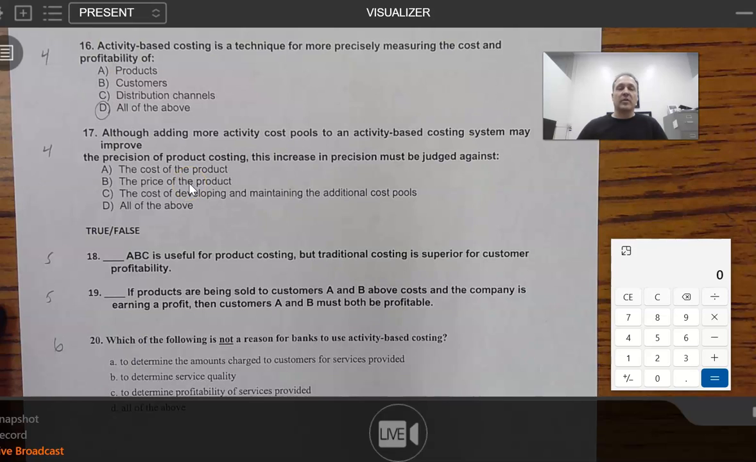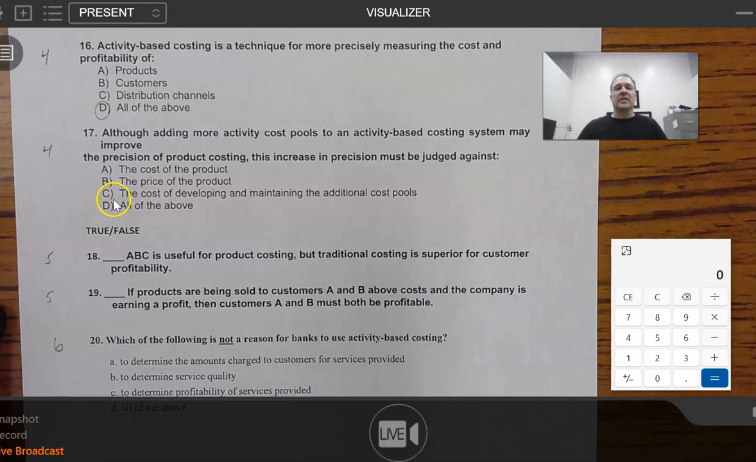And then it says B, the price of the product. Well, that's going to matter too, because most models of product pricing, sure, are based on demand, but at an absolute minimum, we're going to price our product more than what our total cost is, right? Unless we're in a distress type situation. So A and B are true, so that tells us immediately that it has to be D.